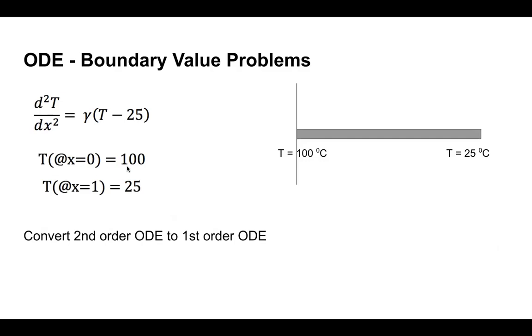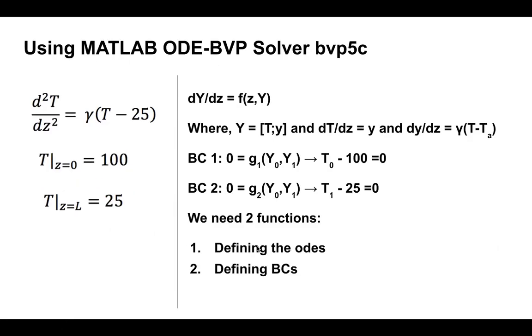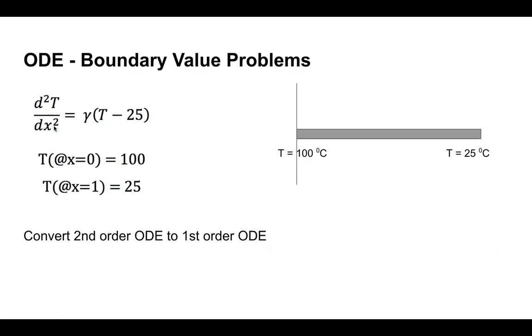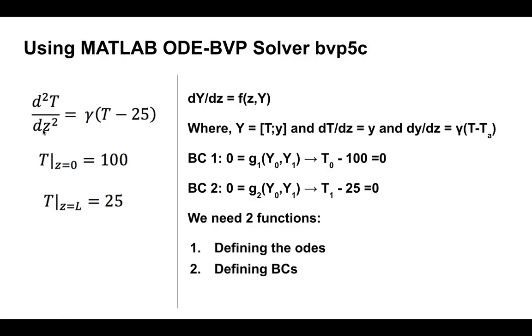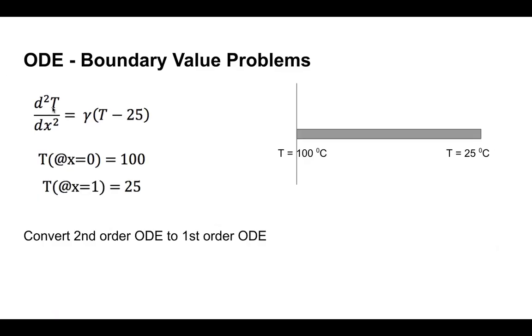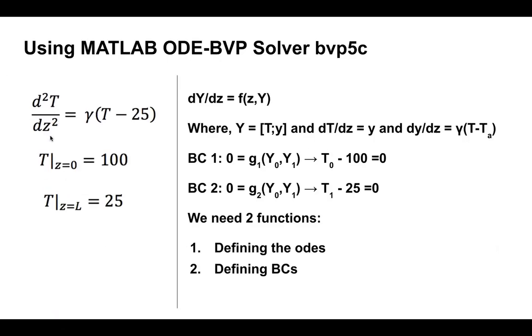So we have two boundary conditions that are given. At one end of the road, the temperature is 100 degrees Celsius, and the other end of the road is 25 degrees Celsius. So the first thing to do is you have to convert the second order ODE into first order ODEs. How do you do it? Sorry for that, I had changed the variable. This was supposed to be x. Z and x are the same here. Sorry for that. So now d square T by dz square, or dx square, is equal to gamma times (T minus 25). At x equal to 0, T is equal to 100, and at x equal to L, temperature is equal to 25. This information has been given to you.